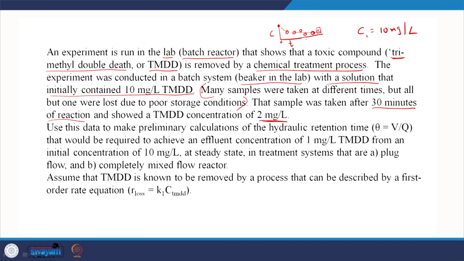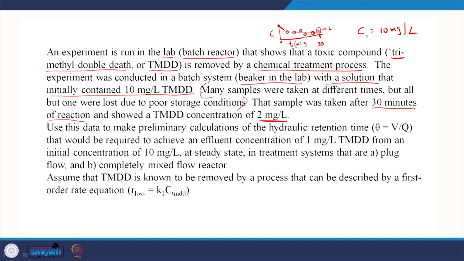So, even then you can get some idea about the system, but obviously it is going to be relatively off the mark, right. The more the data, the nearer your estimation is going to be to your true rate constant here, right. So, here we have time taken after 30 minutes, this is time in minutes, let us say, and here is what we have, and the concentration was 2 milligram per liter, right. So, what else do we have?